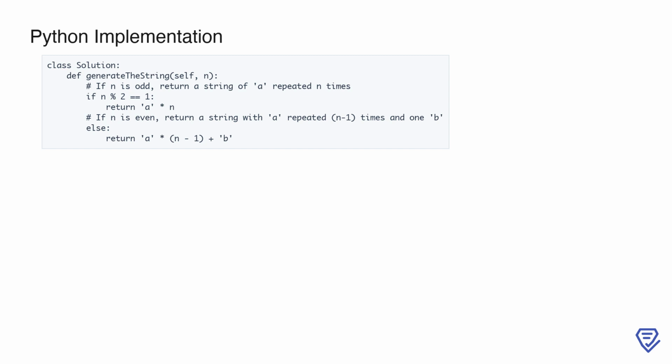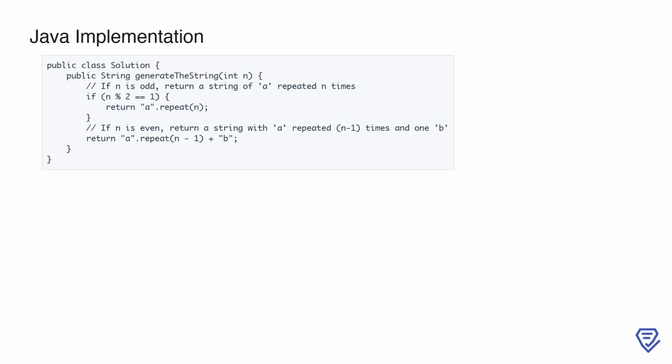4. Implementation. The implementation is compact and leverages Python string multiplication for efficiency. No extra data structures are used, ensuring minimal memory overhead. 5. Complexity. Time complexity, O(n), as we generate a string of length n. Space complexity, O(n), for the output string. This solution ensures correctness while being simple and efficient.